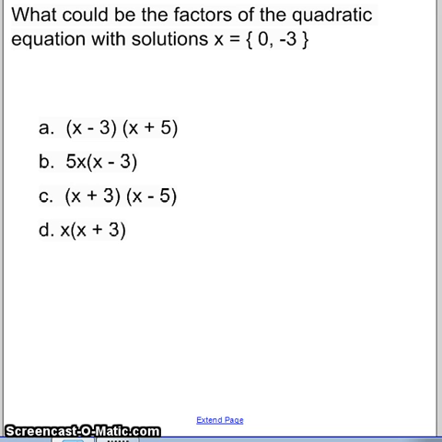Take a look at this one right here. We have another problem. We've got to figure out which factors 0 and -3 make equal to zero. So it's going to be the bottom one. When we put 0 in place of that x, we get a 0. And when we put -3 in place of this x, we get a 0.